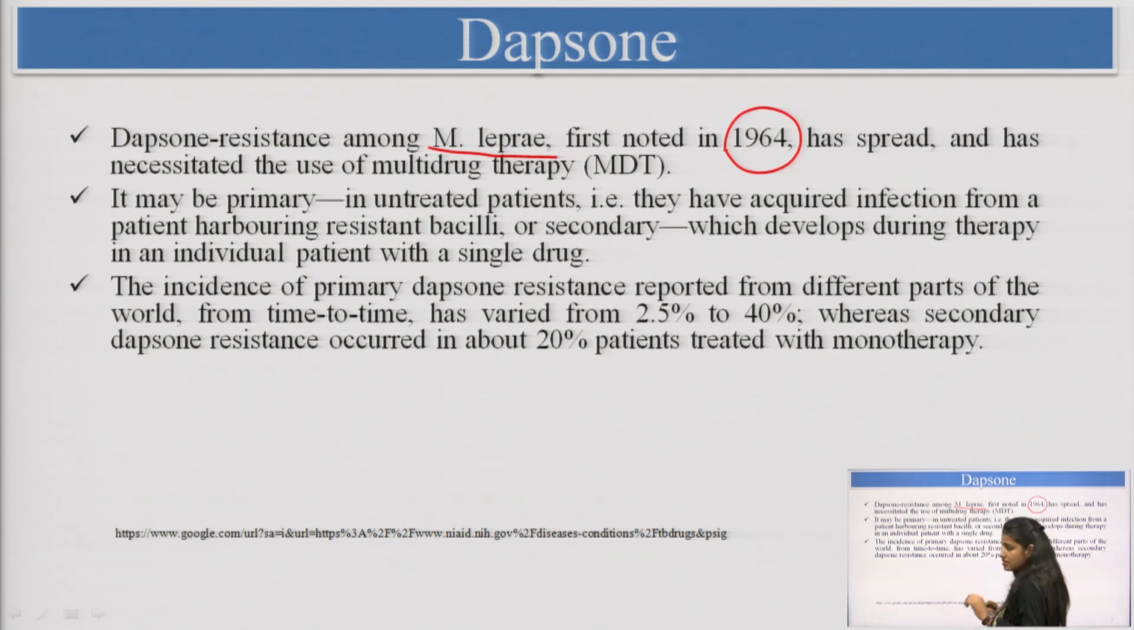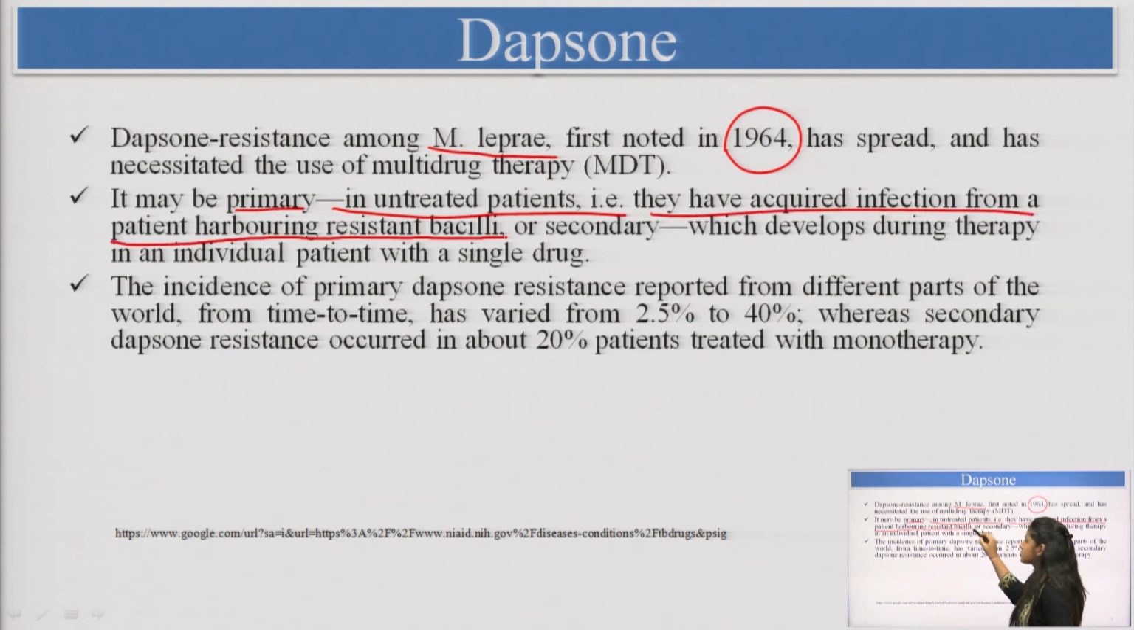The resistance can be of two types, one is primary and another is secondary. So we will see what is primary here. Primary resistance means it may occur in an untreated patient, that is, they have acquired infection from a patient harboring the resistant bacilli, meaning the person has taken in resistant bacilli. So that is the primary resistance.